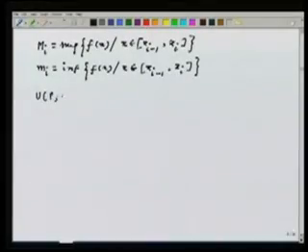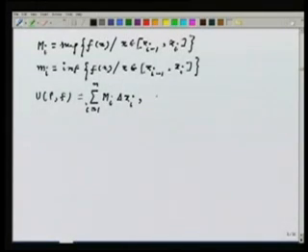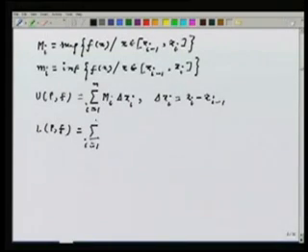Okay? Now I define U(P,f) equals the summation i from 1 to n of capital Mi times delta xi, where delta xi is the length of the base interval xi minus 1, xi, that is, xi minus xi minus 1, and I define L(P,f) equals the summation i from 1 to n of little mi times delta xi, where delta xi is the same, xi minus xi minus 1.